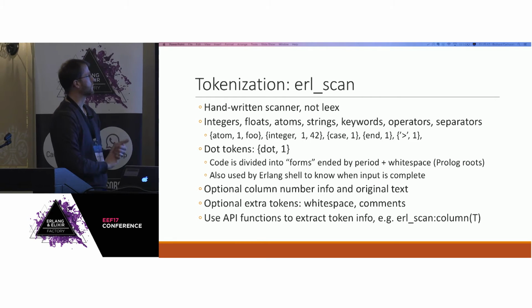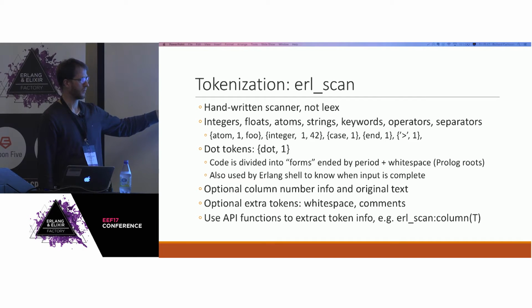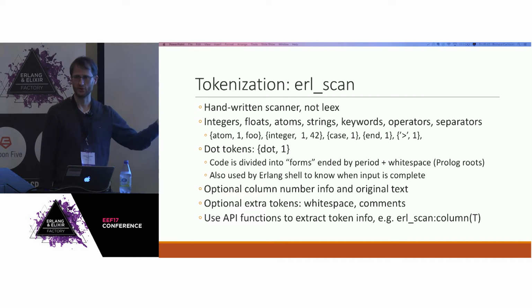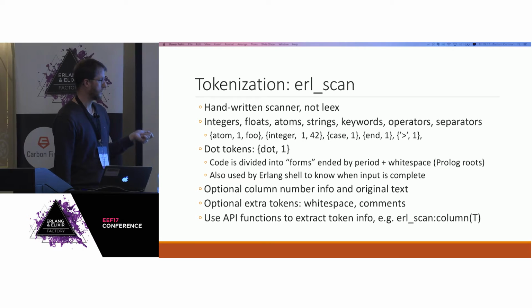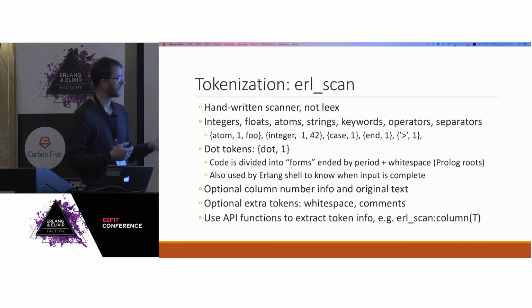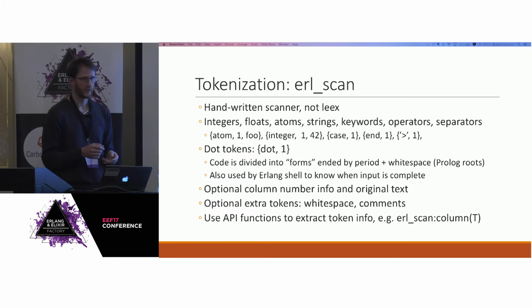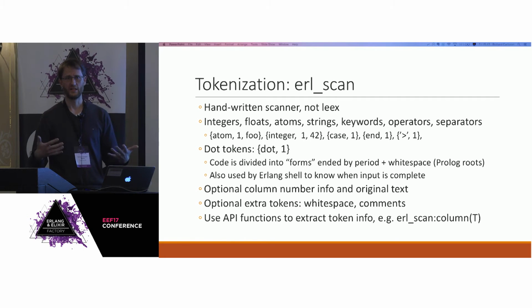There's also some extra stuff that you can get from the tokenizer these days. You can ask it to return also the column number info and the original text of the token. You can ask it to insert extra tokens for you to examine, like tokens for every piece of white space or every comment. That can be useful if you're doing an IDE of some kind.